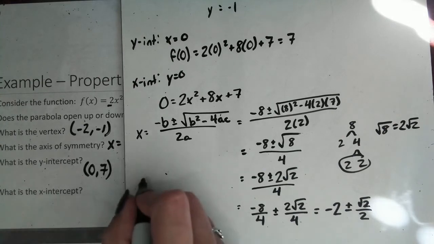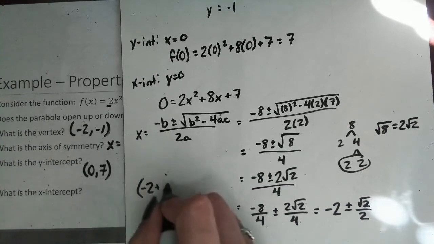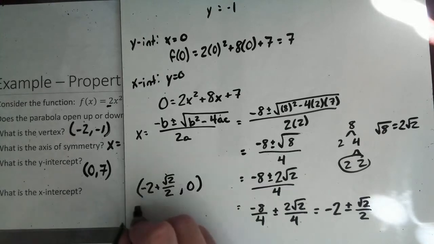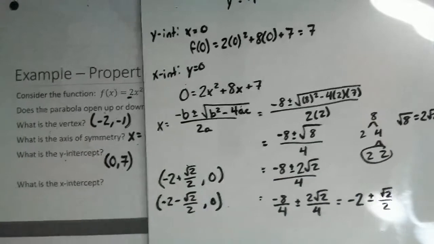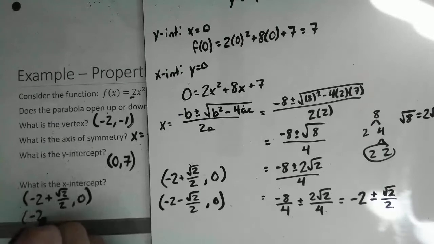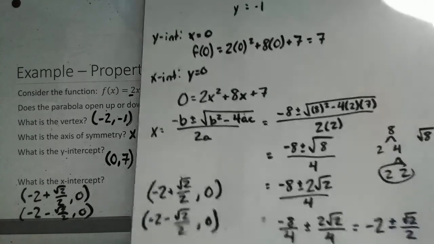So I can write this as an ordered pair. My first x value is negative 2 plus the square root of 2 over 2, and then comma 0 because the y value is 0. And my second x-intercept will be negative 2 minus the square root of 2 over 2, comma 0. It is perfectly okay to leave our x-intercepts this way, or we can switch them to decimals. It doesn't matter either way. Finally, we want to see if we can graph this thing.